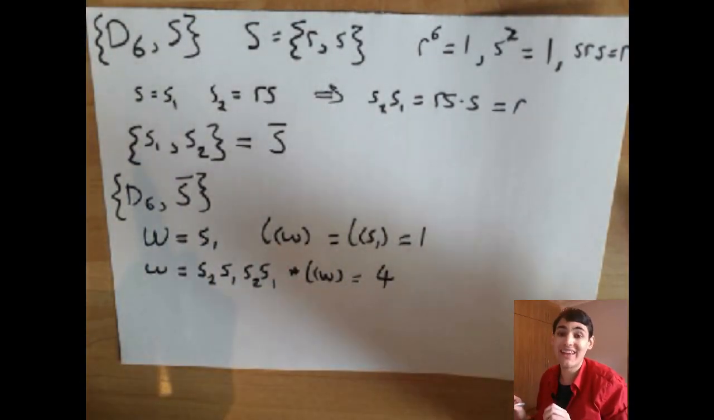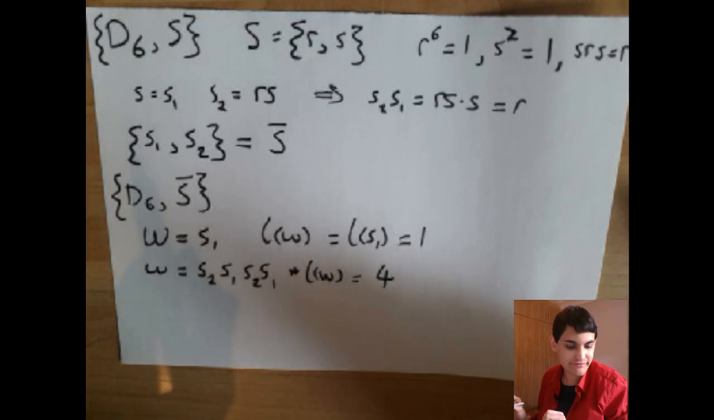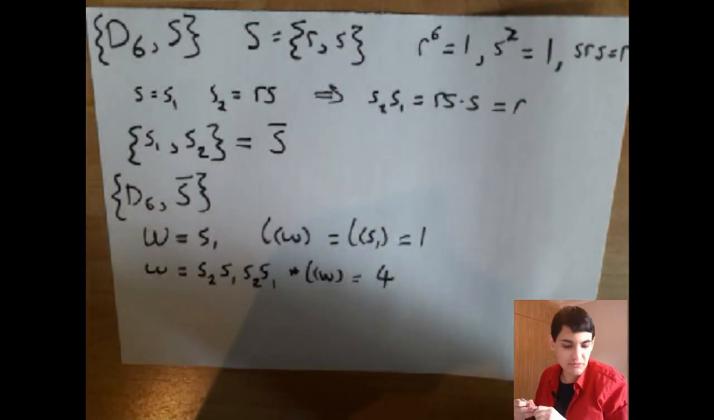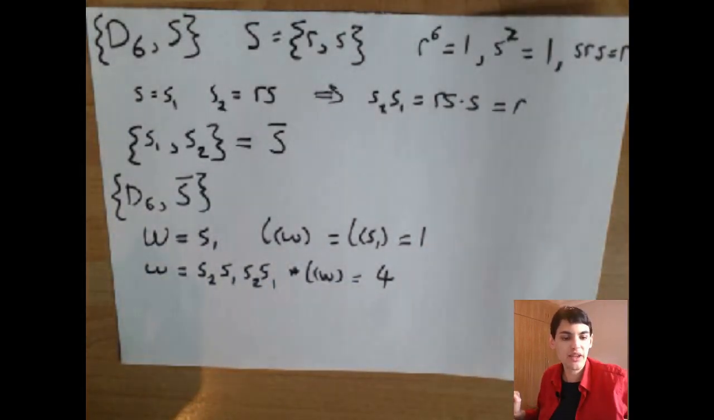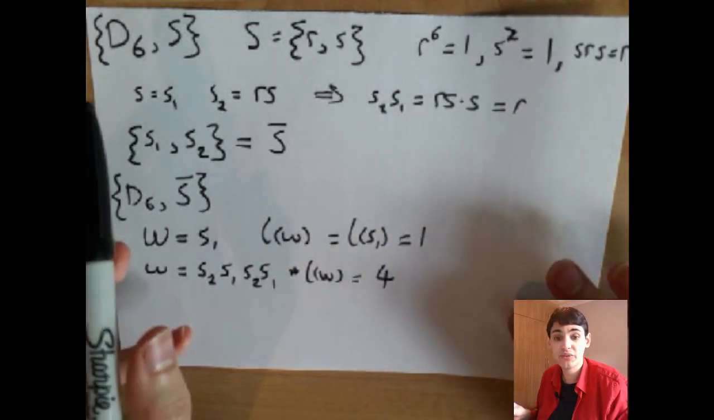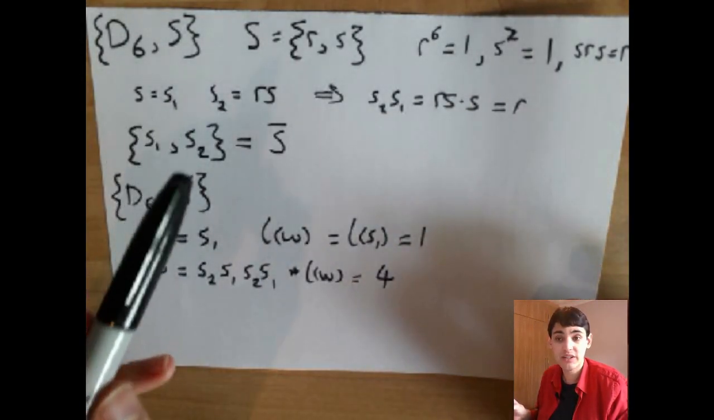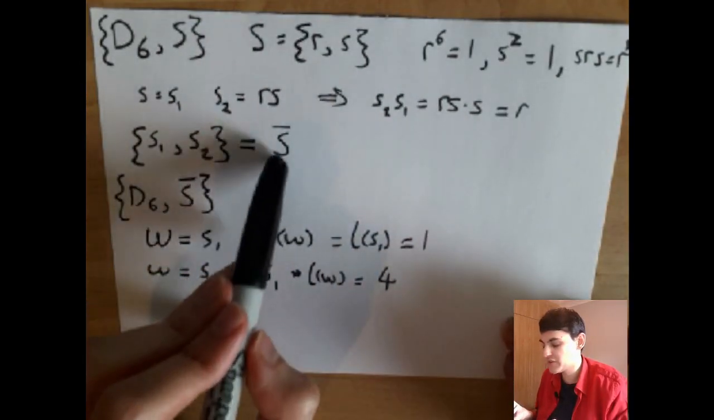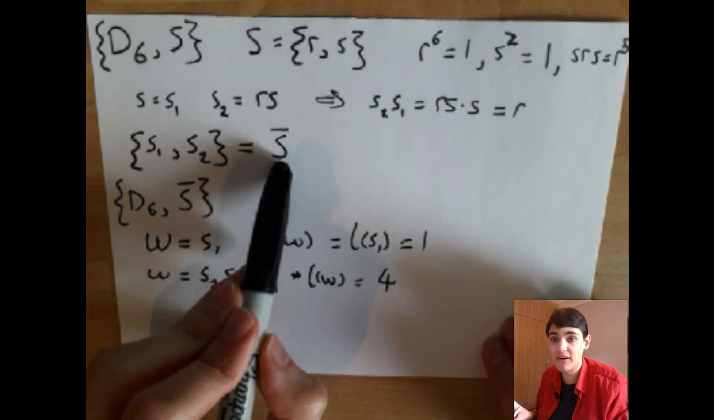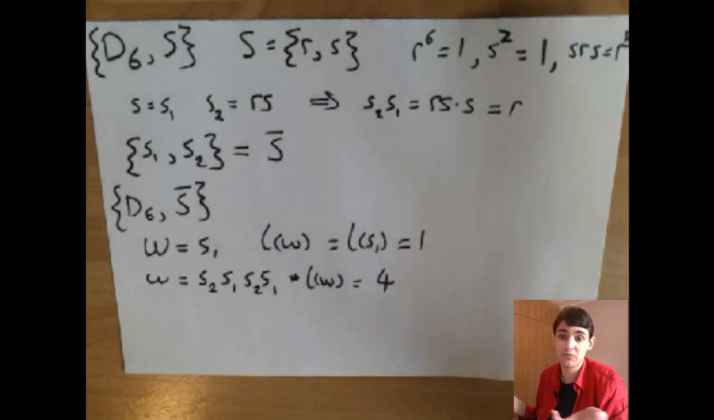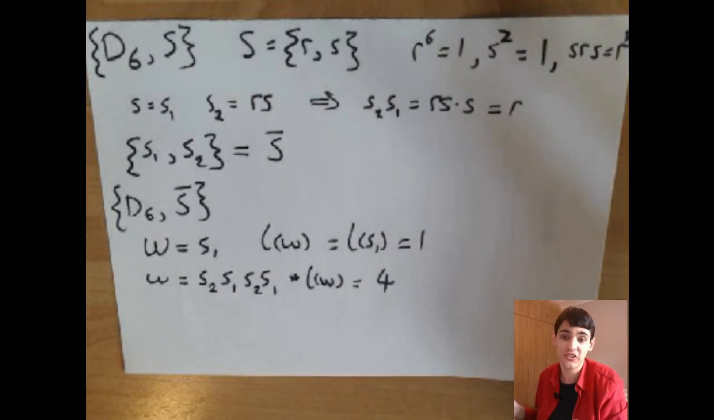But, you know, that's effort. Okay. And that's the end of that example. And yeah, we will come back to D6 at some point. And if we do, we'll be using the generating set S bar, because that's the Coxeter group. That's how to make it a Coxeter group.